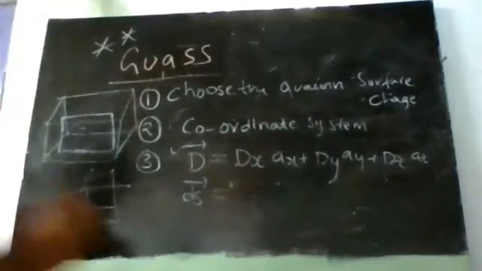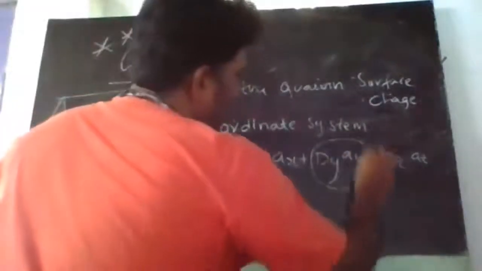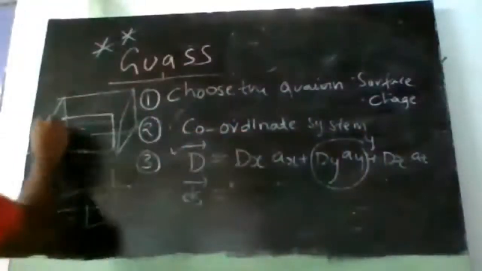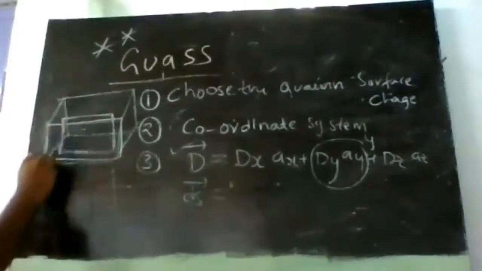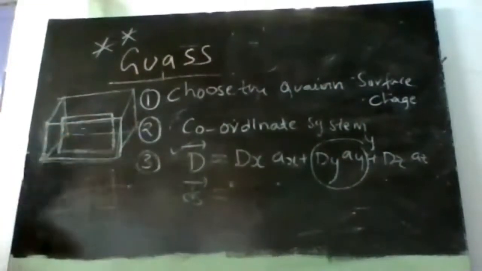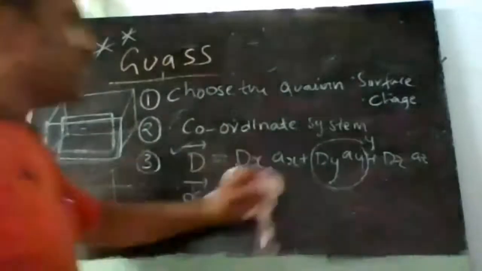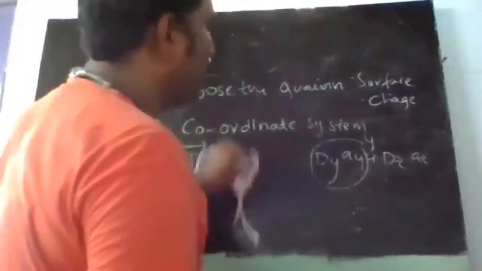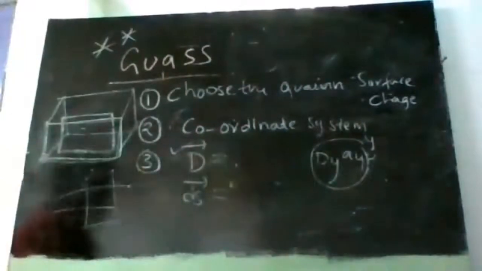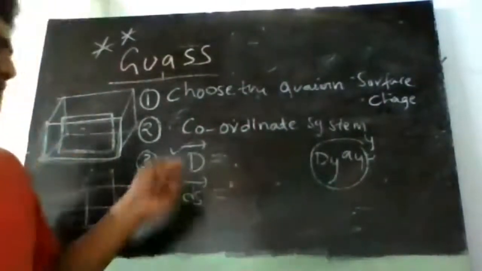Let us assume D_y a_y, that is the y component. The y plane is the plane which is normal to the surface. So D bar will have only a component along y, and the rest of the components we can eliminate. Understood? I'll repeat it again.